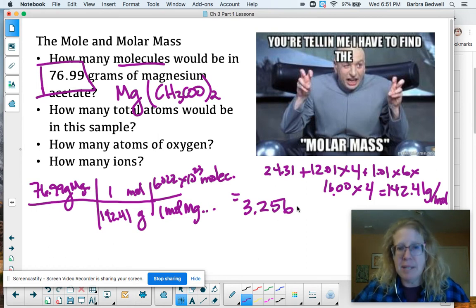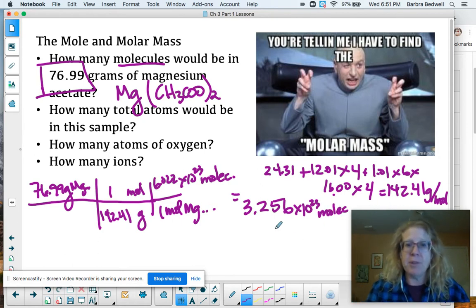3.256 times 10 to the 23rd molecules of magnesium acetate. That's how many molecules would be in there. So what about these other ones? These 3 other ones ask me how many total atoms, how many atoms of oxygen, or how many ions would be present in here.